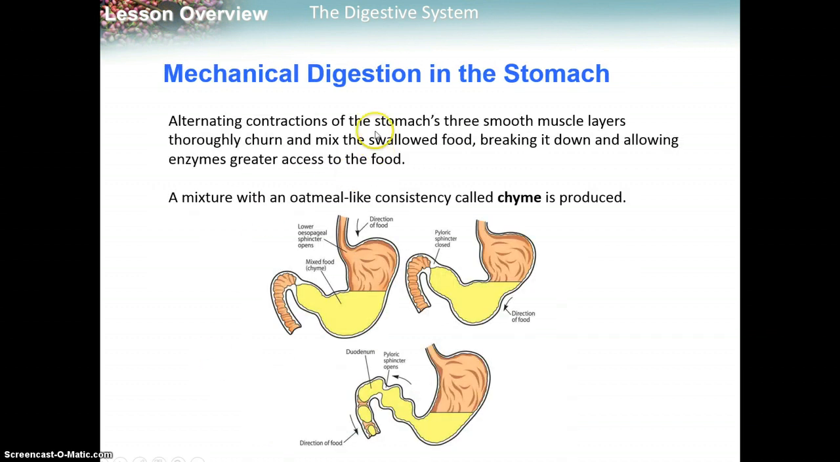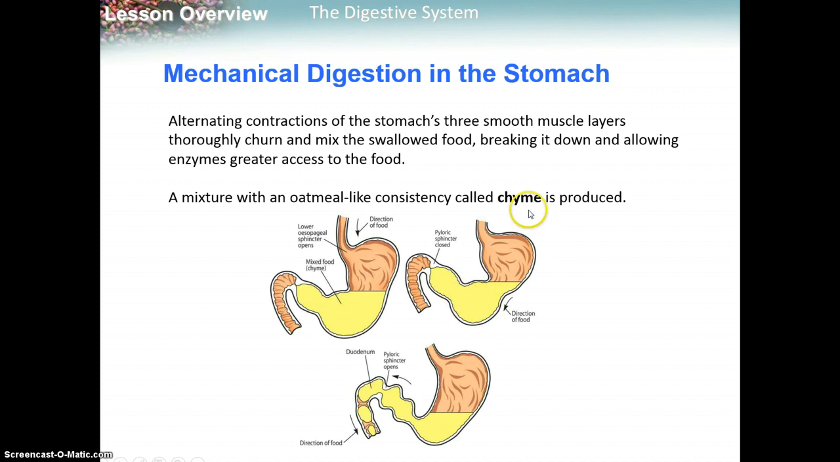Again, mechanical digestion also happens in the stomach, so you've probably felt your stomach churning sometime in your life. It has muscles that are laid out perpendicular to each other, so it can churn in all different directions. So your stomach is going to break down food mechanically and chemically until it's this oatmeal consistency that we call chyme.